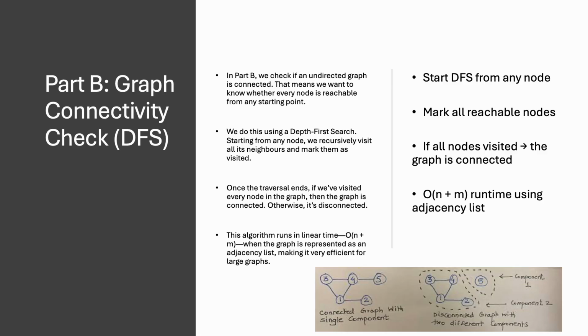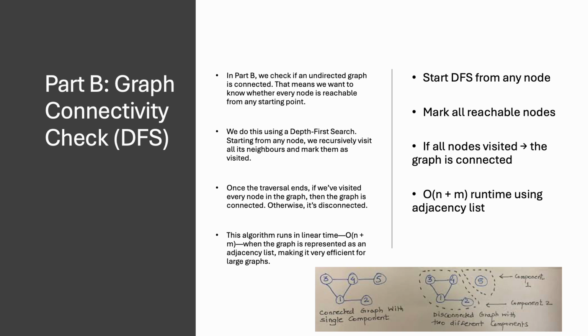So in part B, we check if an undirected graph is connected. This means we want to know whether every node is reachable from any starting point. We do this by using a depth first search, starting from any node, we recursively visit all its neighbors and mark them as visited. Once the traversal ends, if we visited every node in the graph, then the graph is connected, otherwise it's disconnected. This algorithm runs in linear time, so O(n + m), when the graph is represented as an adjacency list, making it very efficient for larger graphs.